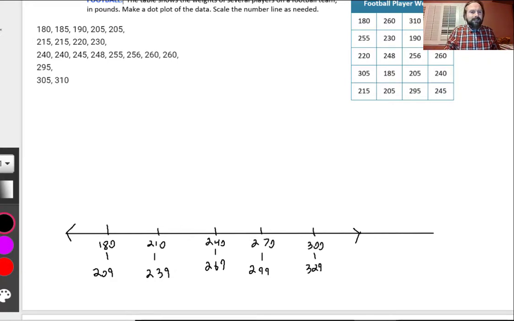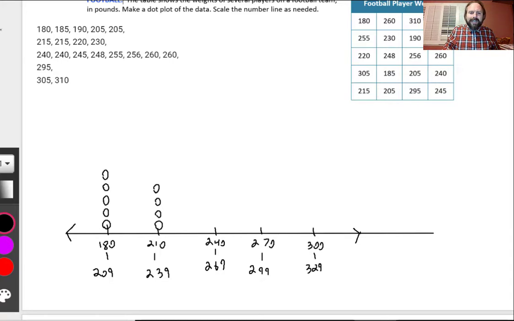Looking at this, now I'm just going to place how many of each I have between each of these. So 1, 2, 3, 4, 5. 1, 2, 3, 4, 5. The next one I have 4 of them. So I'm going to put 1, 2, 3, 4. Followed by 1, 2, 3, 4, 5, 6, 7, 8.